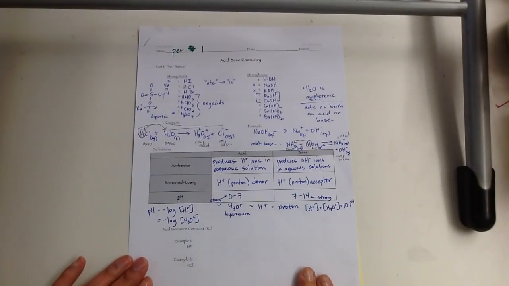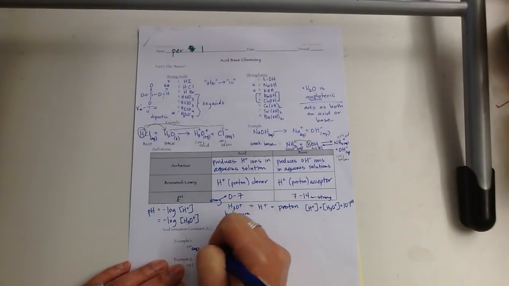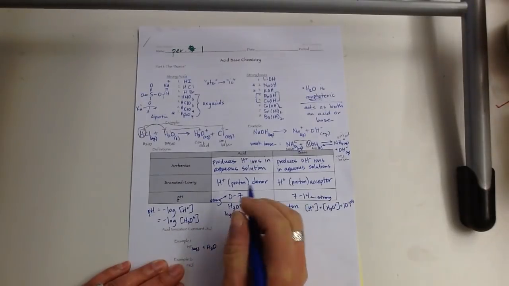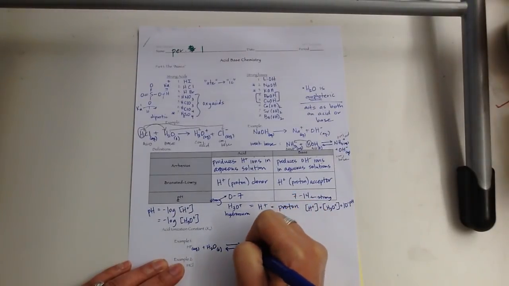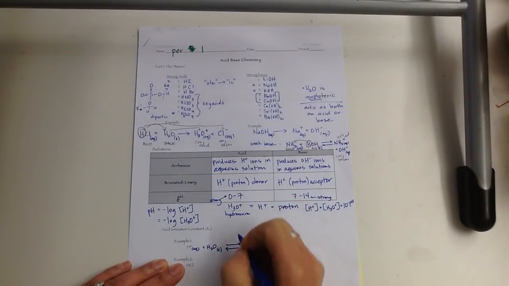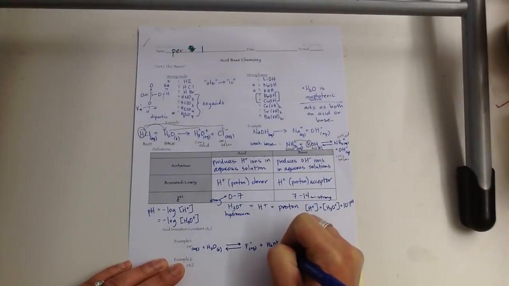So example number 1, I have hydrofluoric acid here. Now, hydrofluoric acid, if it dissociates in water, remember water's in the liquid phase here. Hydrofluoric is a weak acid, and that means that we're going to have a two-way arrow here, and we're going to form fluoride ions and hydronium ions.